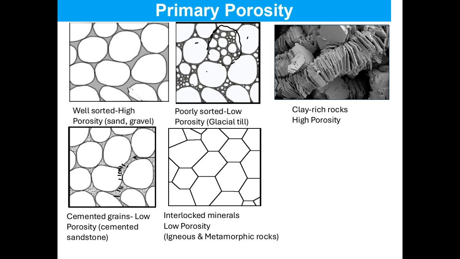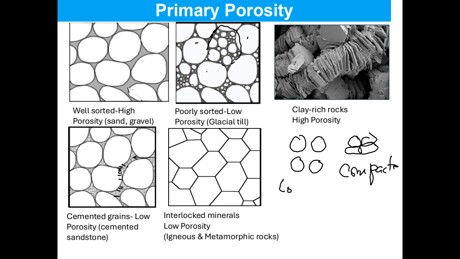Another factor is also compaction. If you have, for example, grains like this, as opposed to compressed particles, if they're compressed, the porosity will be reduced. So when the soil is compacted, the porosity is reduced. But when the soil is loose, the porosity is higher. So that's what causes the porosity to be higher or lower, especially primary porosity.